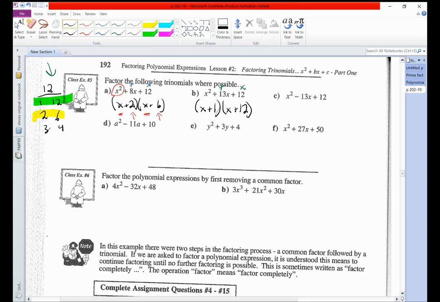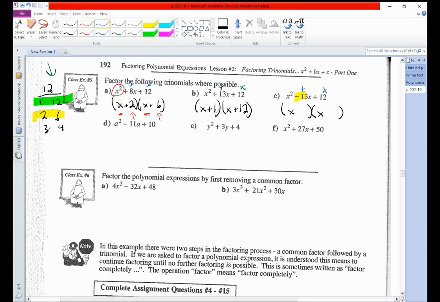All right, so now we have x squared minus 13x plus 12. So I'm going to start by writing my x and x. So I'm looking for two numbers that multiply to positive 12, but add to negative 13. So be careful of that negative. That is a bit of a hint. So we're looking for two numbers that multiply to 12, add to negative 13.